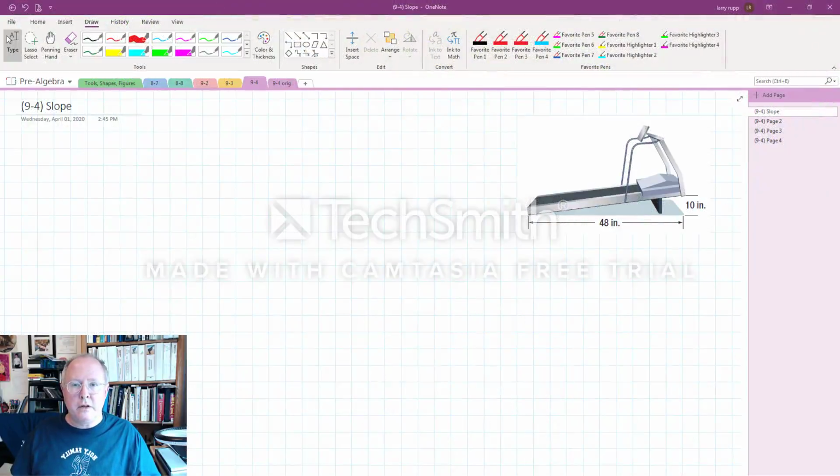9-4, slope. In this section, we're going to be investigating the slope of a line. So any line that you draw is going to have a slope to it, whether it's flat on the ground, straight up and down, vertical. Any angle that you draw a line at is going to have a slope. So let's look at what the definition of a slope is.